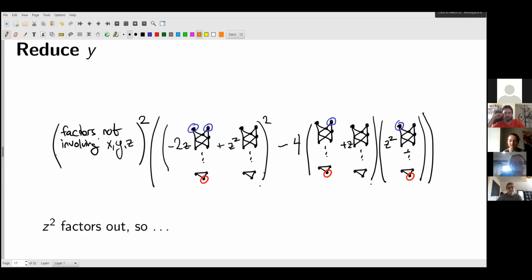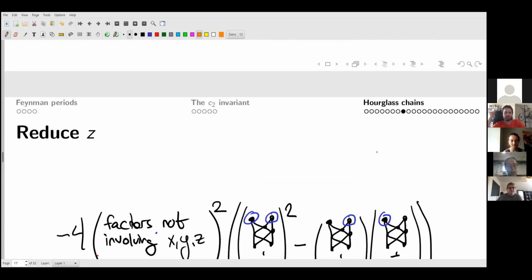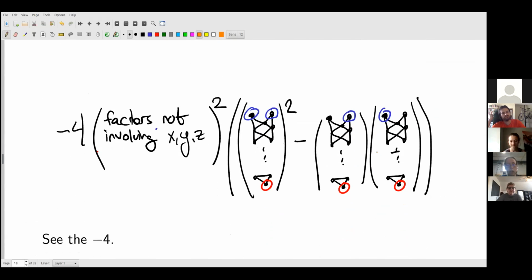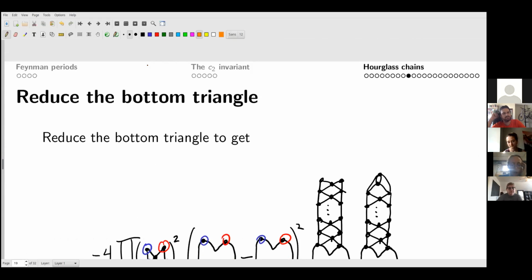But now if you look at this expression, you see a bunch of z's factor out, right? There's a common factor of z here. Then there's two z's over here, so you're going to get a z squared factoring out, and so you can reduce z. Okay, and you reduce z, and you get this guy. This -4 explains why it doesn't work with p equals 2. And that kind of thing will happen in general. Okay, now you keep going.